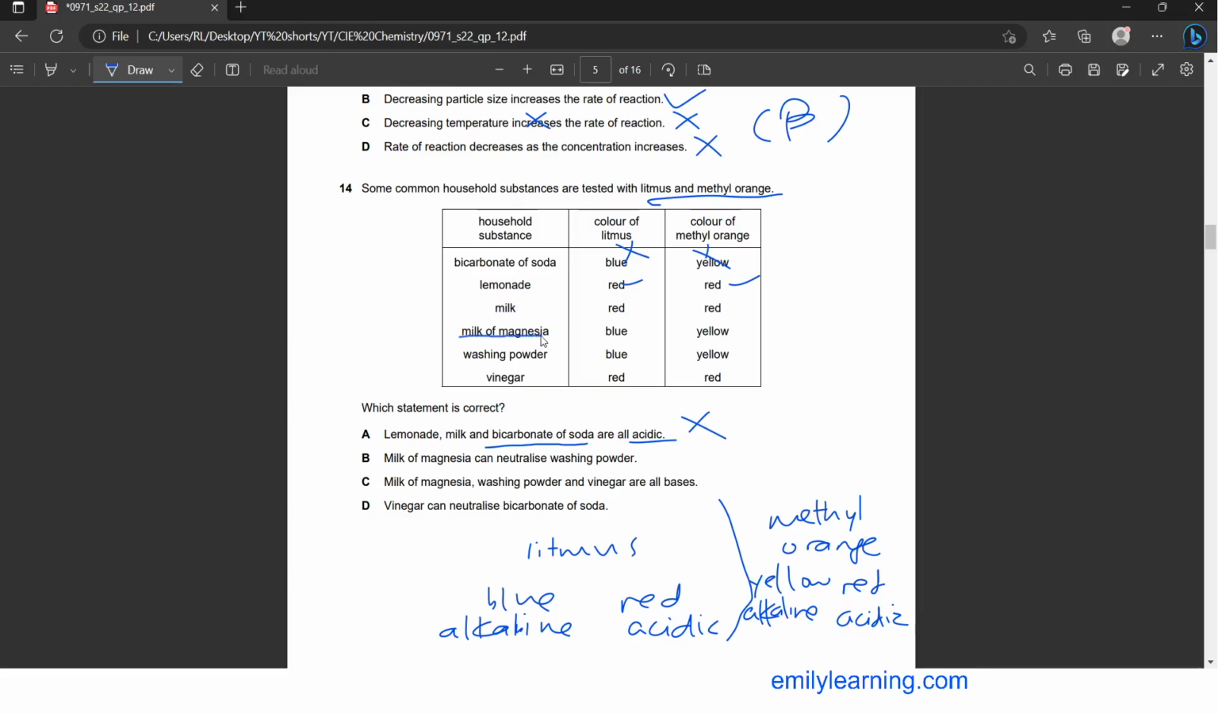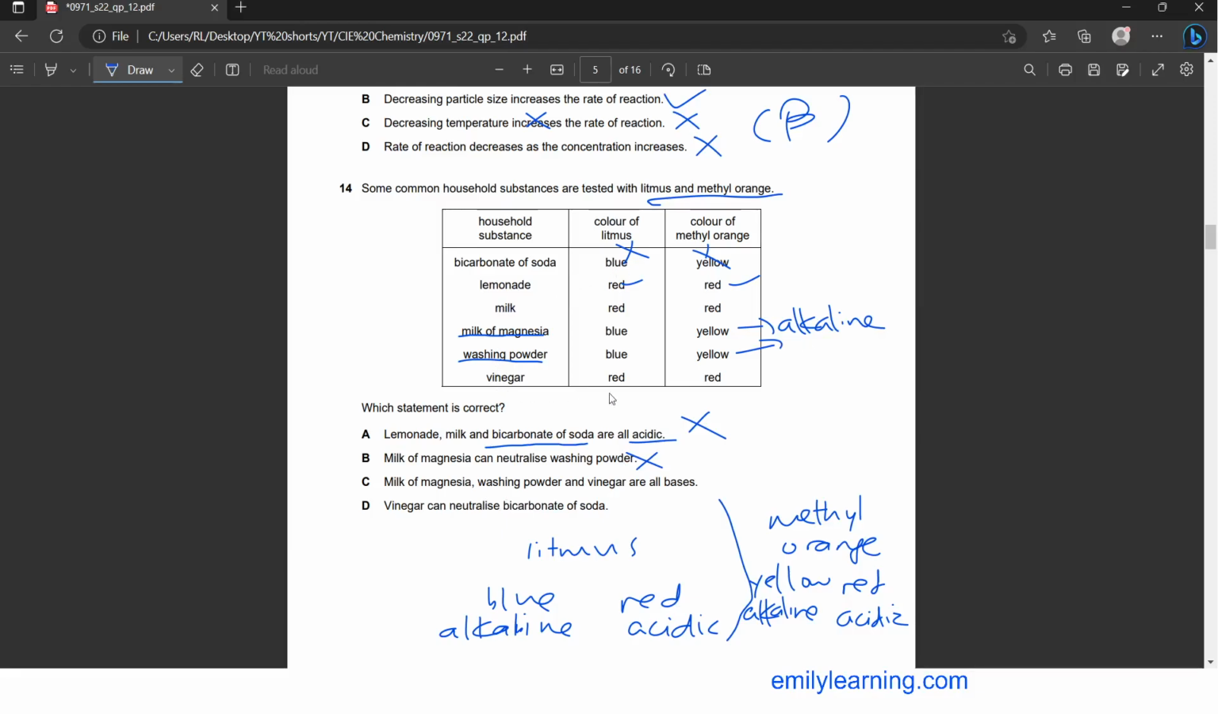Milk of magnesia, where is milk of magnesia? So we look at milk of magnesia. It is blue and yellow. This one is alkaline. Washing powder is also blue and yellow. So they are both alkaline. They cannot neutralize each other. So this is wrong. Next, milk of magnesia, which is alkaline. Washing powder, which is also alkaline.